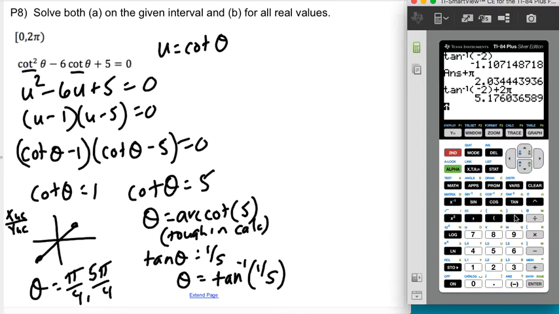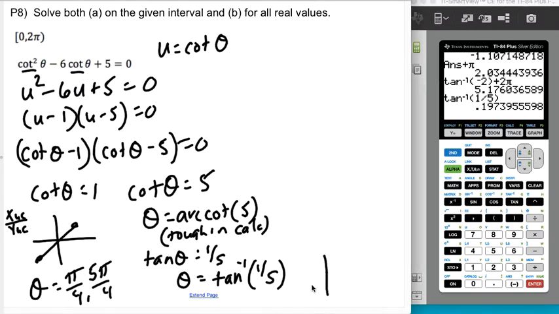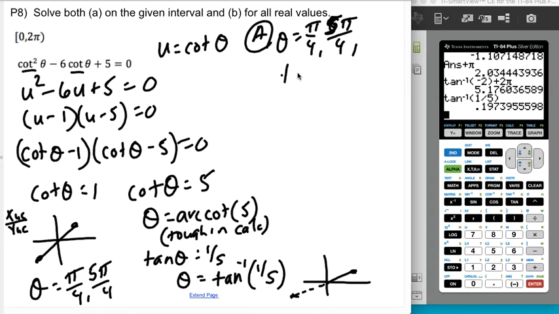So if I do inverse tangent of 1/5, I'm going to get this value, and you'll notice that that lives somewhere in quadrant 1, like right here. That means the other one is down here, essentially pi units away. So basically my answer to A is going to be that theta is pi over 4, 5 pi over 4, inverse tangent of 1/5, and the inverse tangent of 1/5 plus pi radians, because that would be pi radians off. So those would be my answers to A.